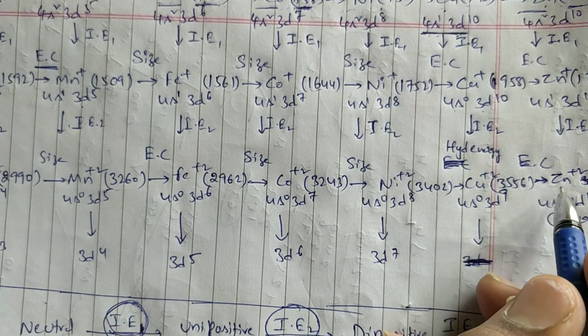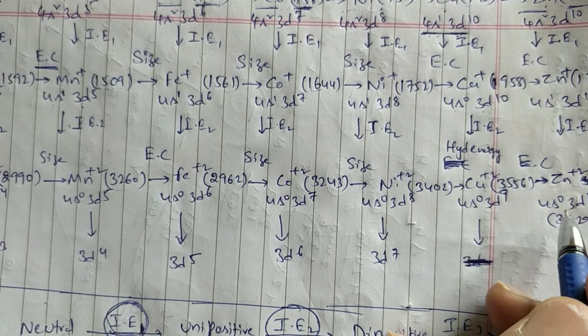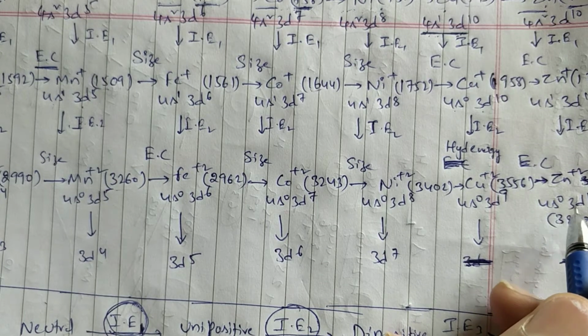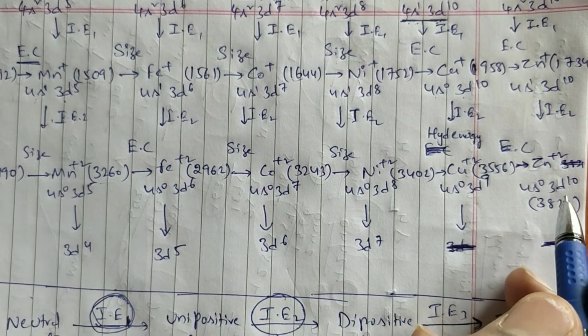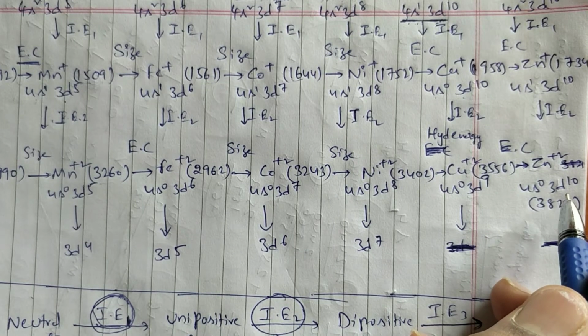Coming to Zn plus 2 again, electronic configuration, because it got 3d10, 4s0 3d10. Energy required to remove the electron from 3d10 is very high.